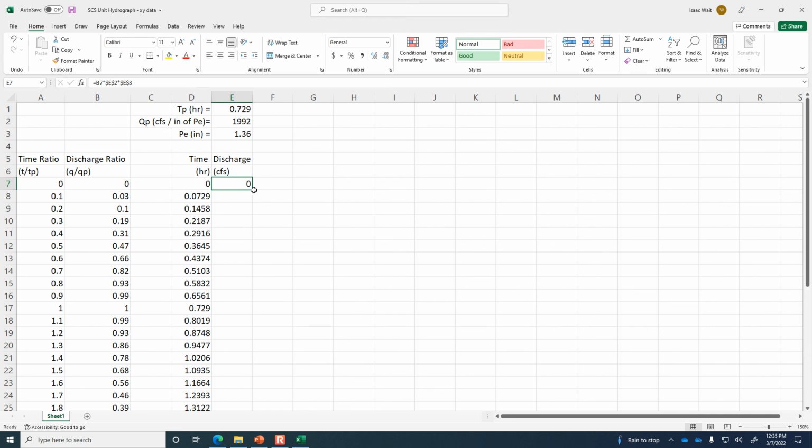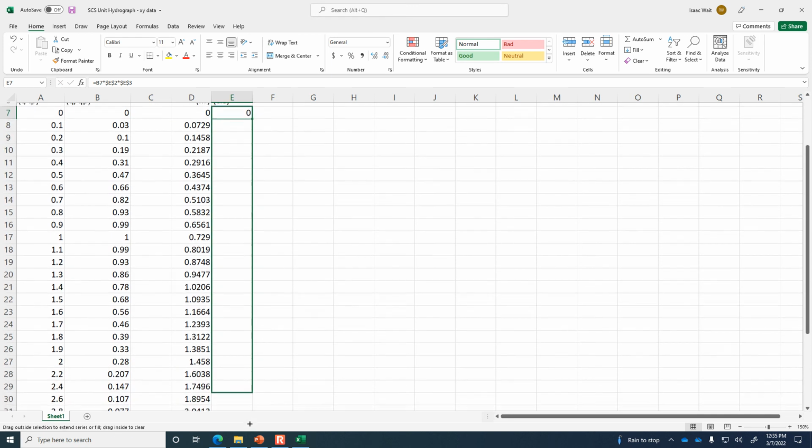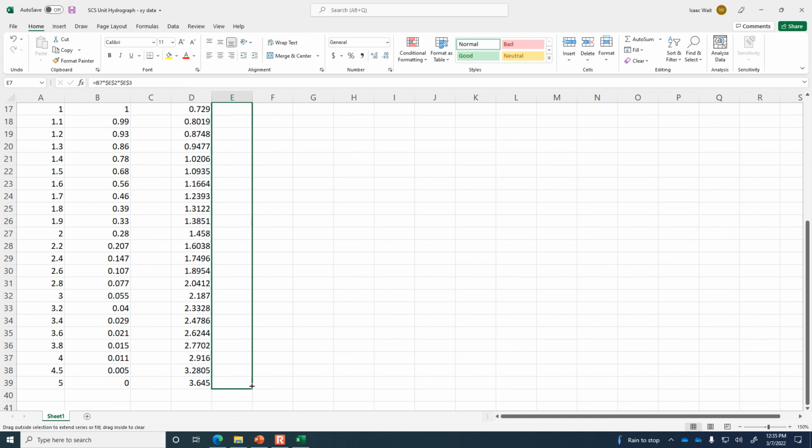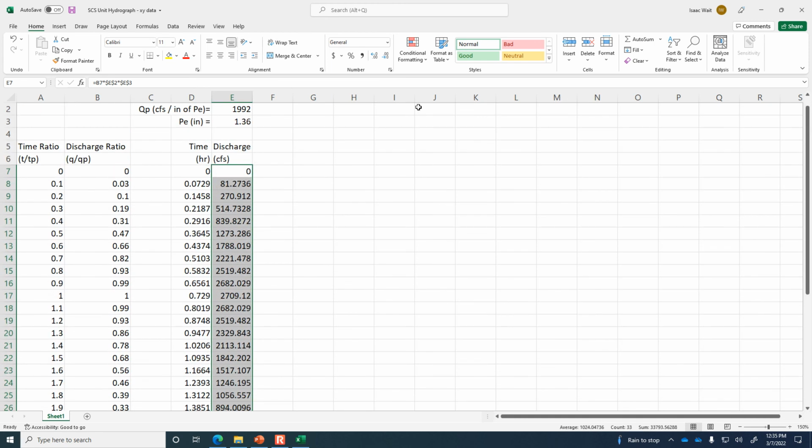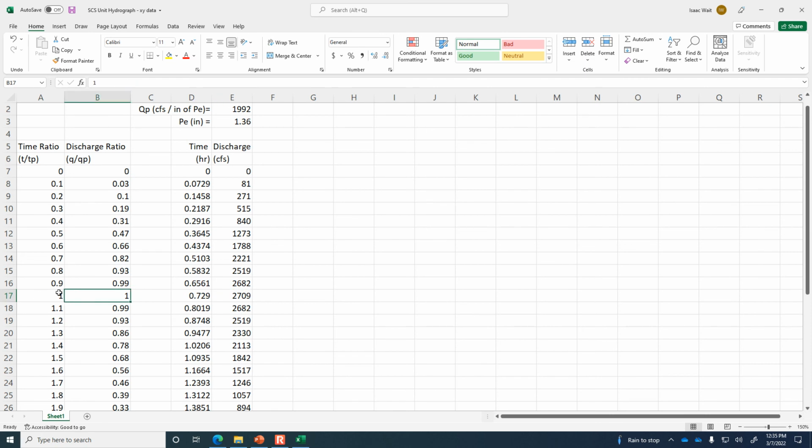So now we can drag this down through all of the rows that we have a data entry for, and what we'll see is that the highest flow rate does occur at the time to peak. If it didn't, boy, that would tell us something was wrong. But we have that highest discharge at the time to peak. Okay, so check. And then the magnitude of it is 1.36 times what this predicted flow rate maximum was, because we had more than the inch of rainfall excess.